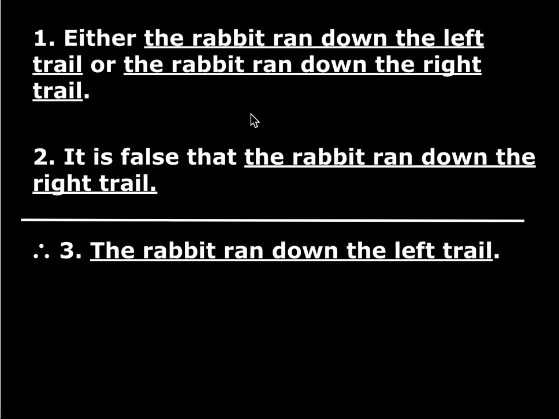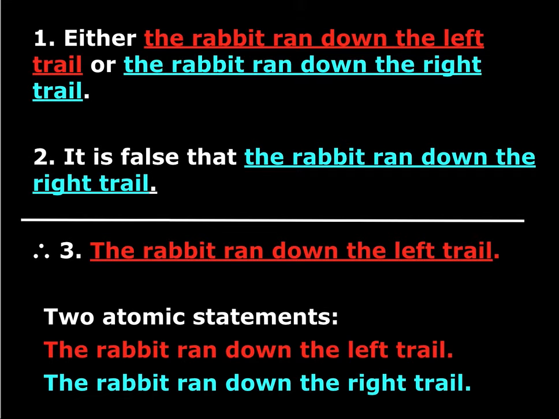The conclusion isn't compound. The conclusion is just an atomic statement. It does not have parts which are themselves statements. Notice that this entire argument really only uses two different atomic statements: the rabbit ran down the left trail, and the rabbit ran down the right trail. Both of those show up here, combined with this either-or. One of them also shows up here, with this "it is false that" in front of it. And one of them is just the conclusion itself.